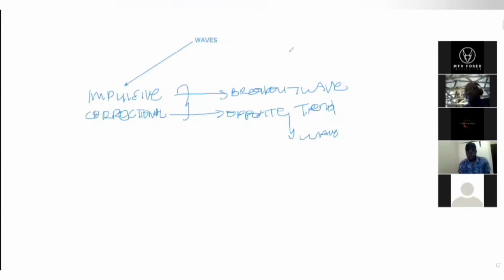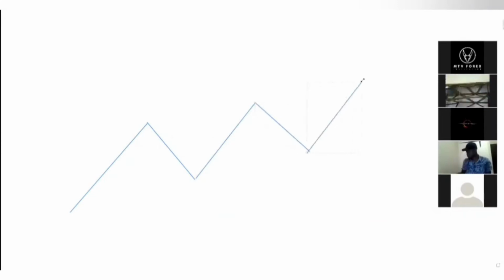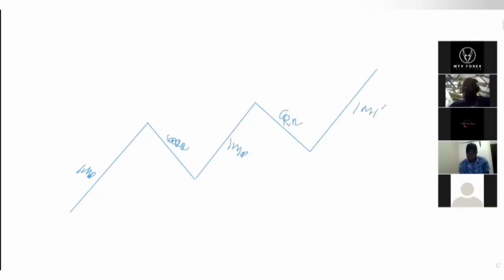So yeah, that's how this thing is. So let me explain this, guys, to you. Okay. So since the market is moving to the upside, it's moving to the downside, moving to the upside, and that's what pushes to this instant. So here, this is our impulse here. This is our correction. This is our impulse. You understand?